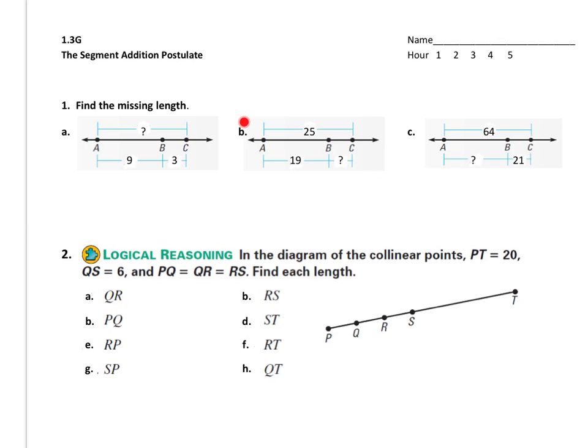Problem number 1B. So we want to find the length of BC. That's where the question mark's at. And we know that the whole thing from A to C is 25, and from A to B it's 19. So if we subtract 19 from 25, that should leave us with this remaining piece. 25 minus 19 equals question mark. And 25 minus 19 is 6. So the question mark has a length of 6.